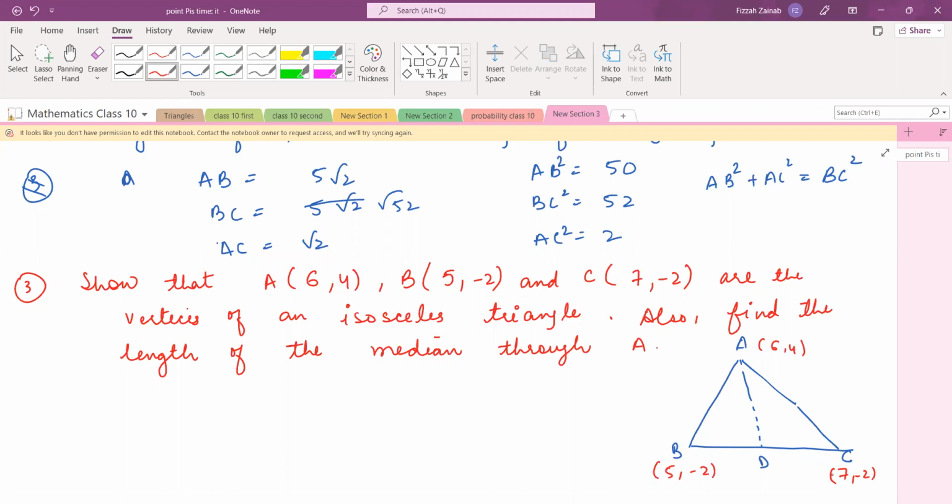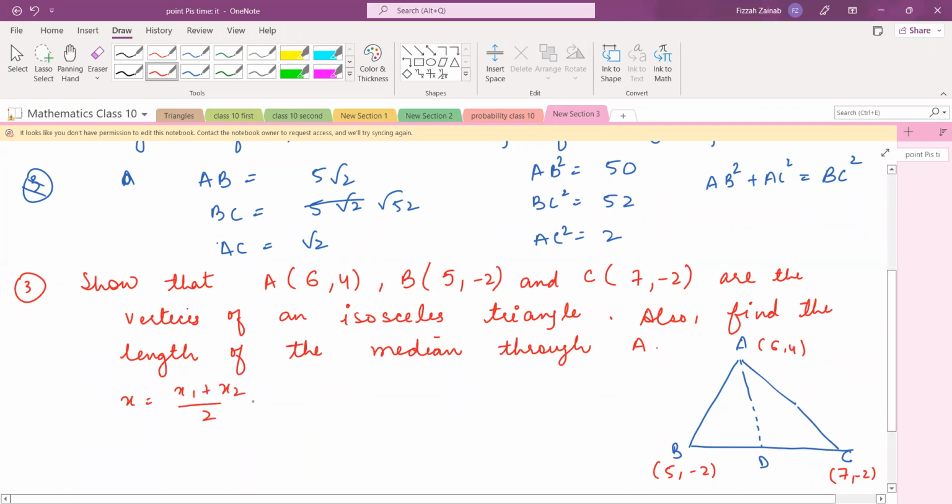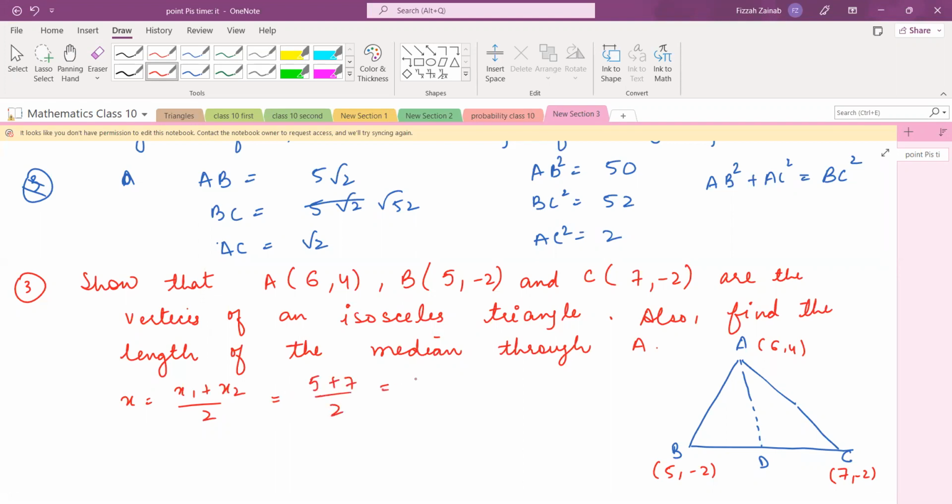So I think this can be done in the reverse order. We already know the formula for midpoint, the coordinates of midpoint, right? Yes, ma'am. In the third exercise. So if we call this x and y, so your x will be x1 plus x2 by 2, right? So what will it be? It will be 5 plus 7 divided by 2. So how much? 12 by 2. So it will be 6, right?